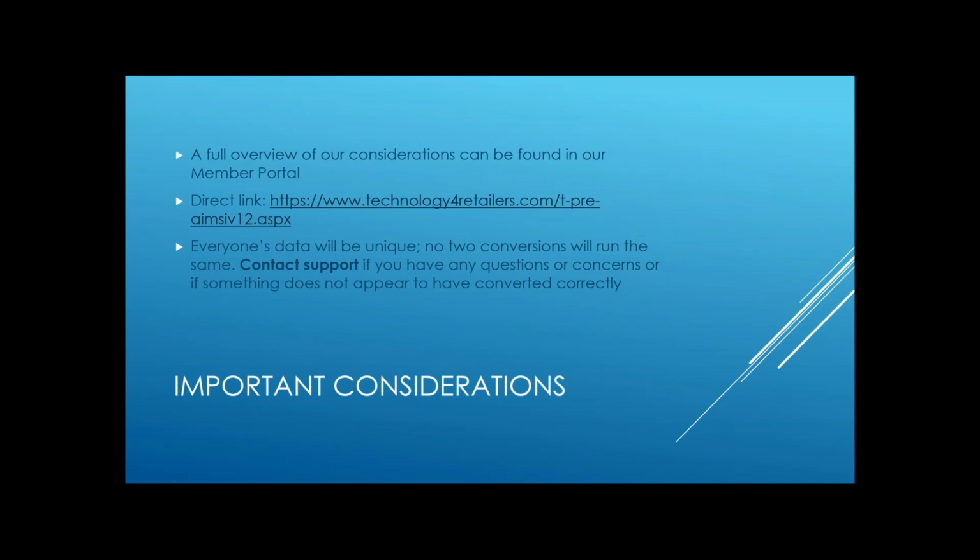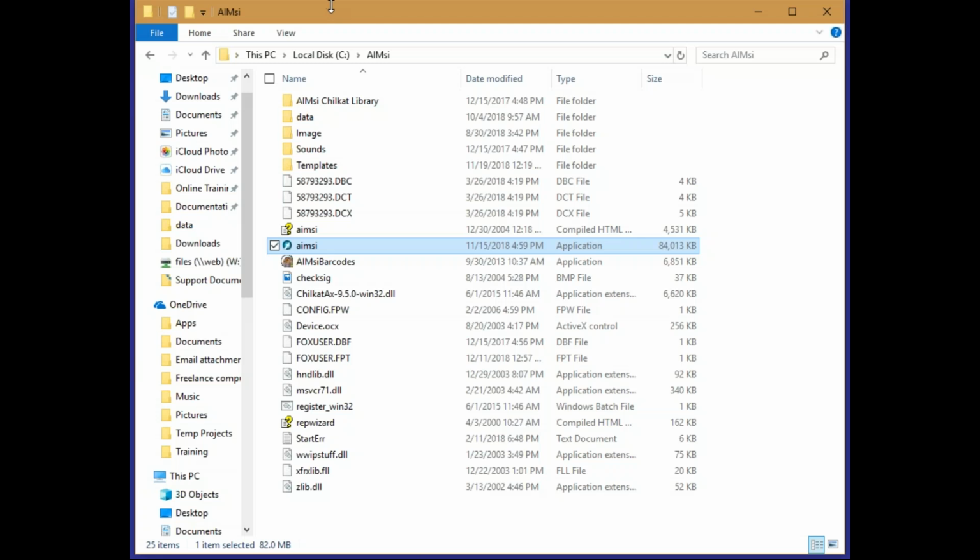Now, actually, before I do that, I want to bring up how to check to make sure that you are running the latest version of version 11. So I'm just going to open up File Explorer. If you're not familiar with this, it's usually found as a little manila file folder in your Windows taskbar. When you go into your AIMsi folder, there will be an AIMsi file, and basically you want to look at the date that it is modified.